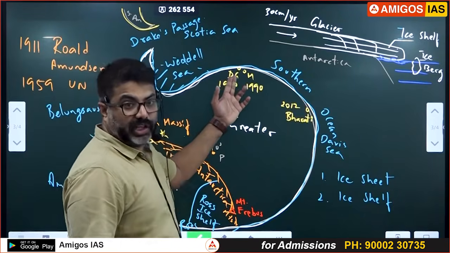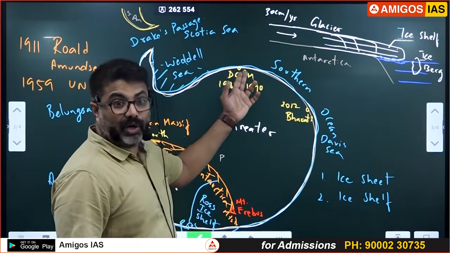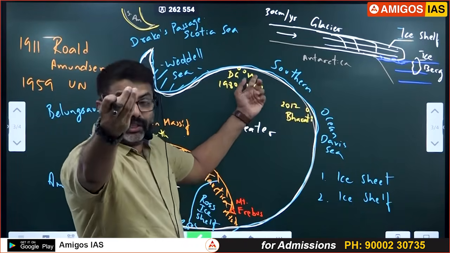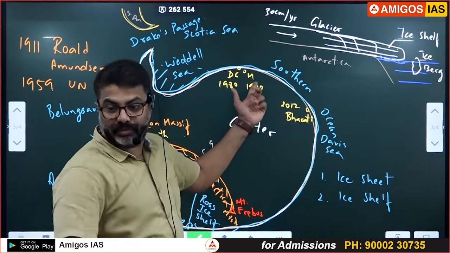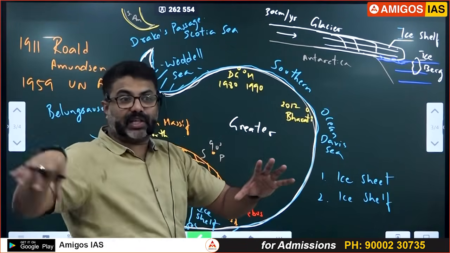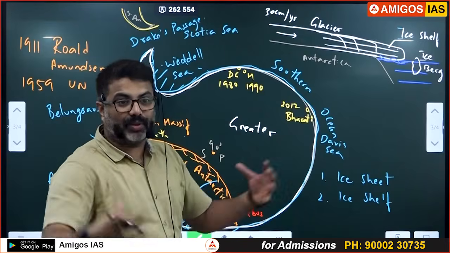DG is Dakshin Gangotri. What is Gangotri? Remember Gangotri, our glacier in Uttarakhand. This is in the south, Dakshin Gangotri. Maitri is India's collaboration with other countries. So Maitri means what? Collaboration.